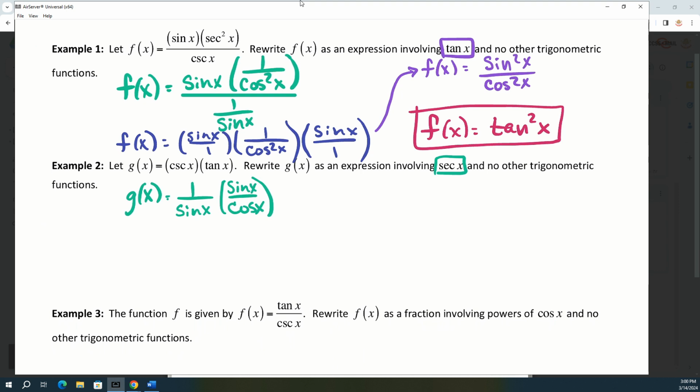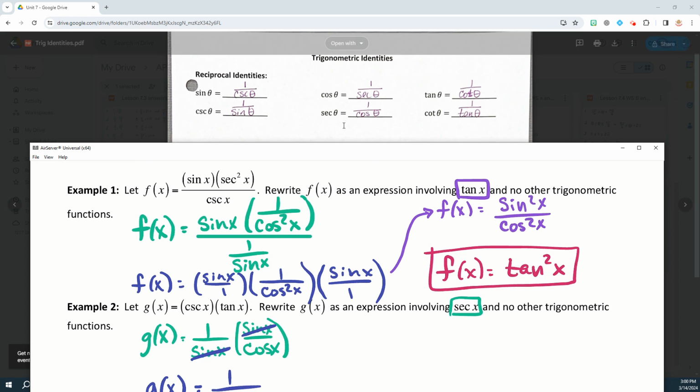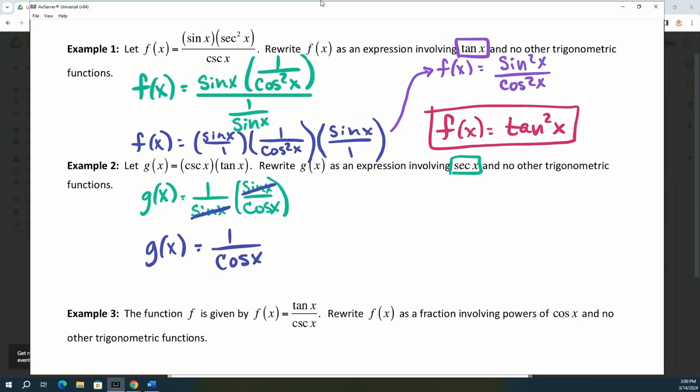All right. And then because this is multiplication, and I have a sine of x in the numerator and a sine of x in the denominator, they can cancel. And then when I multiply across the numerator and across the denominator, I'm left with 1 over cosine of x. And I know that 1 over cosine of x is secant of x. And that is what I wanted to be left with. So I am finished. So that one was slightly easier than the first one we did.